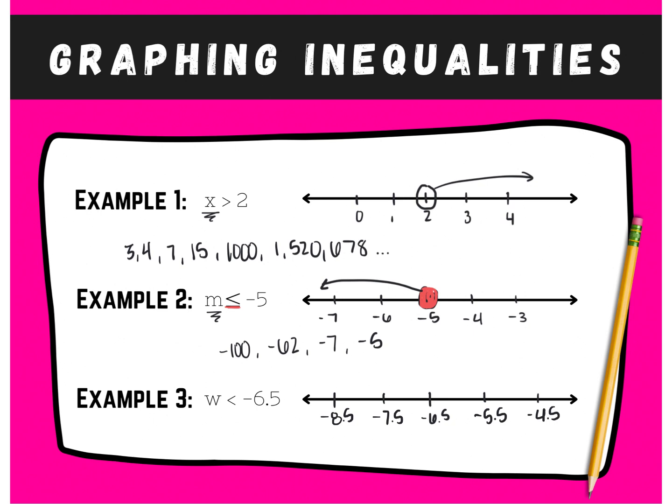Now I'm looking for W to represent numbers that are less than -6.5, but not equal to. So like the first example where I wanted greater than, this time I want less than, but I'm not equal to, so I'm still going to have just a circle around the -6.5 as a starting point, and I'm going to show that I want all the less than numbers, so my arrow will go to the left.